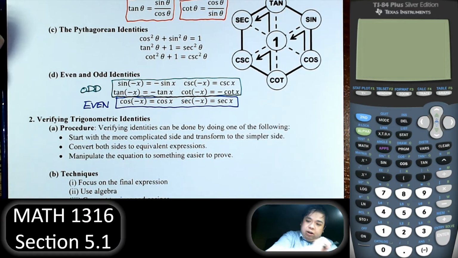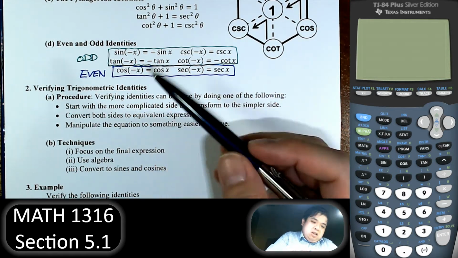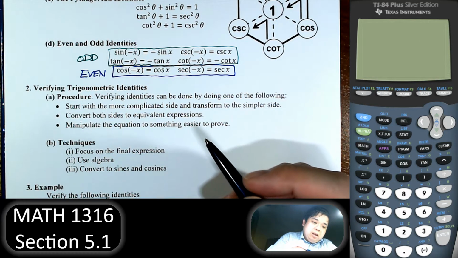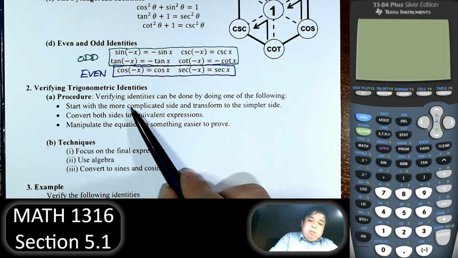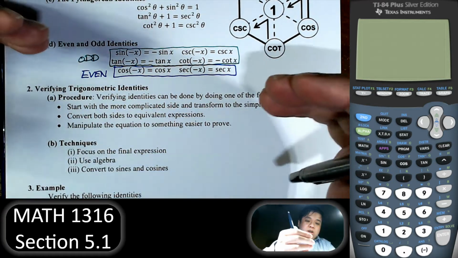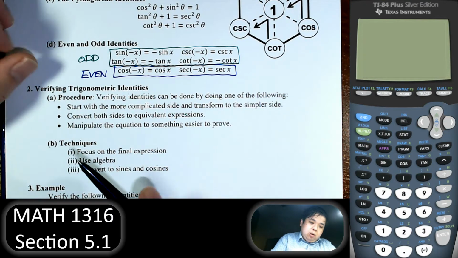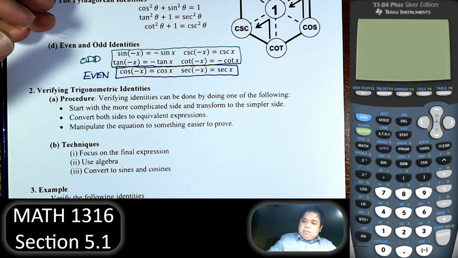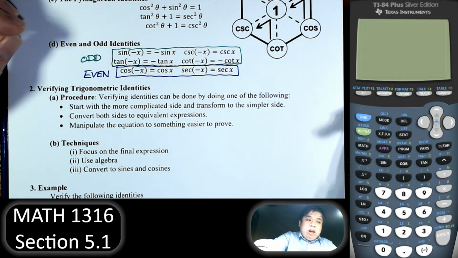Right. Now, next we're going to prove identities. This is just a guideline. There's not really a unique way to prove any problem. But usually we start with the more complicated side and simplify to the other side, or we convert both sides to an equivalent expression, or manipulate the equation to something easier to prove. Those are rather obvious, but when we go to a particular problem, you will see there are more than a few ways we can do it.